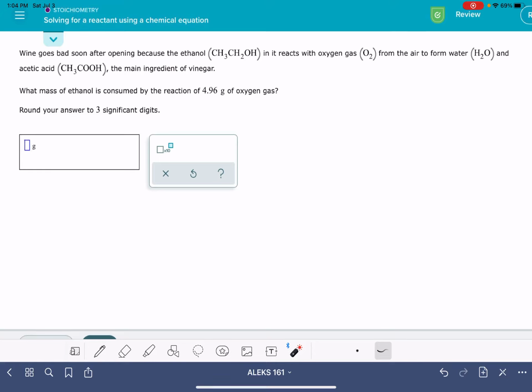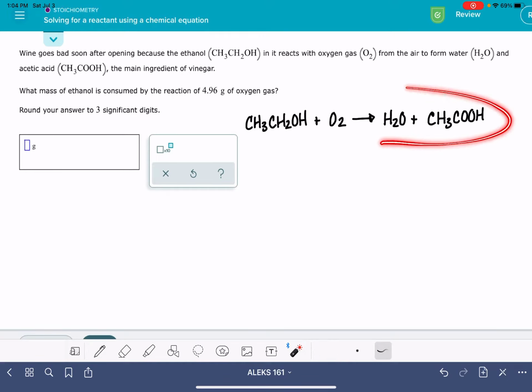So this problem is telling us, in this scenario, that ethanol, which is CH3CH2OH, reacts with oxygen gas. So that means ethanol plus oxygen gas, O2, and it forms water. So that means water, H2O, is one of the products. And it also forms acetic acid, CH3COOH, that's our other product. So we're going to start by taking that little scenario and just writing it as a chemical equation.